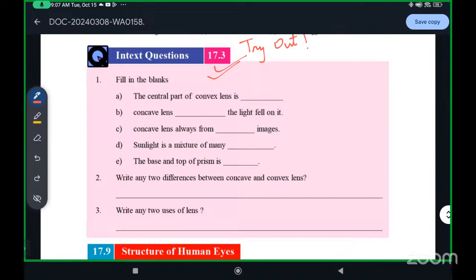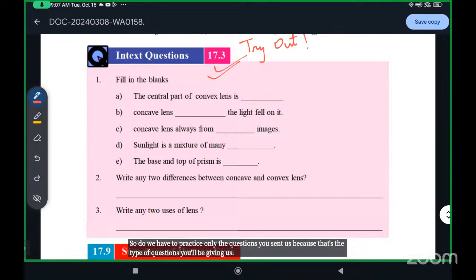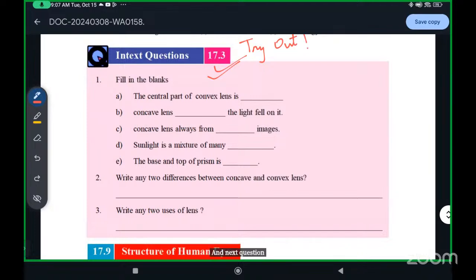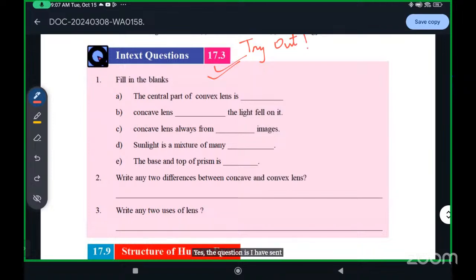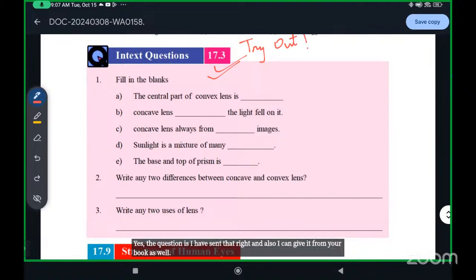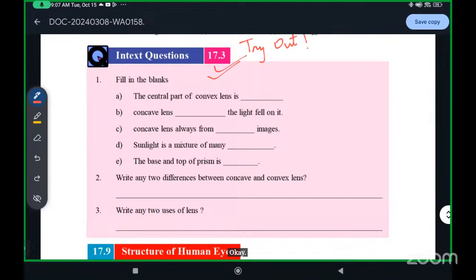So, do we have to practice only the questions you sent us? Because that's the type of questions you'll be giving us. In-text questions also, please check out 13.1. Right, but for practice, to understand the test, the questions you have sent, that type of questions you'll be giving. Yes, the questions I have sent, that type, and also I can give from your book as well. From your book, that is 13.1, 2 and 3. Please practice that too.